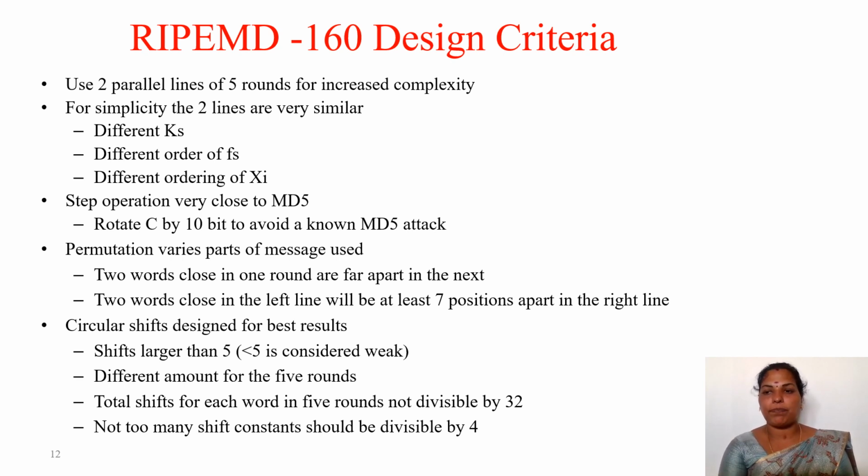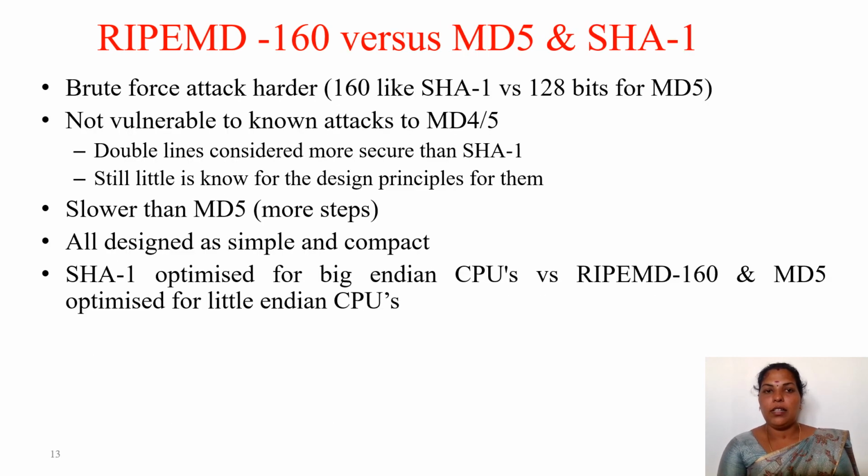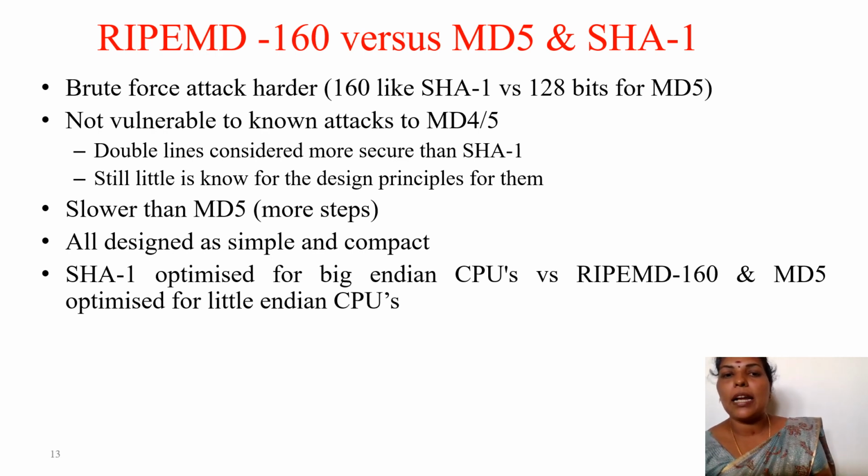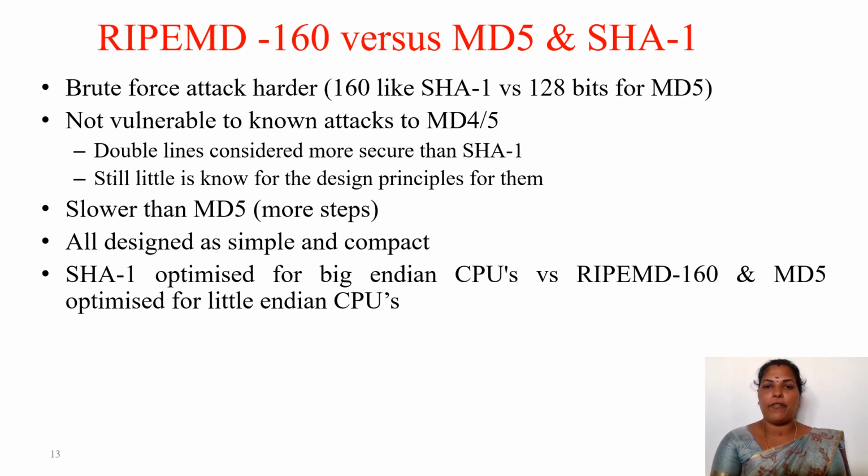security compared to SHA. Let us compare this RIPEMD-160 with respect to MD5 and SHA, because SHA-1 steps, MD5 steps and RIPEMD steps are more or less similar. So we are comparing it. Here brute force attack is harder, that is 160 bits like SHA-1 versus 128 bits for MD5. So now it is not vulnerable to known attacks on MD4 or MD5, that is, double lines are considered more secure than SHA-1. Two parallel lines are there, so it is more secure.